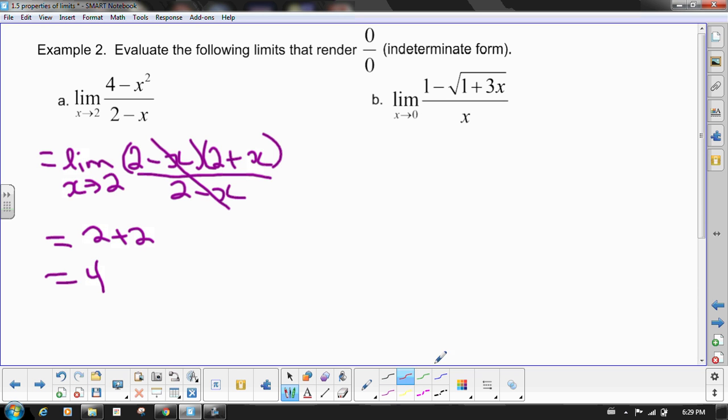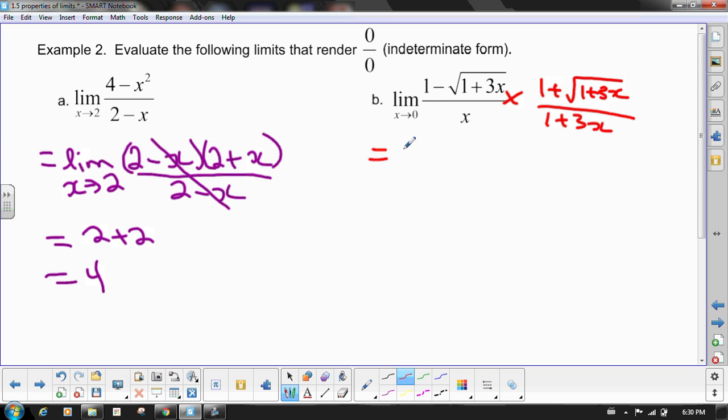In our next example, now we have a radical. So what do you think we're going to do here? We're going to multiply by the conjugate. So we multiply by 1 plus the square root, that is a plus sign, not a division, of 1 plus 3x over 1 plus the square root of 1 plus 3x. Because once again, if I substituted 0 into the original expression, I would get 0 over 0. You'll notice I only changed the sign between our terms. Nothing changed under the root sign.